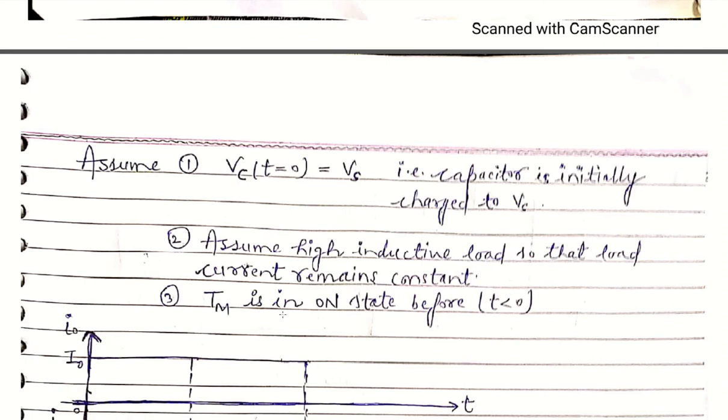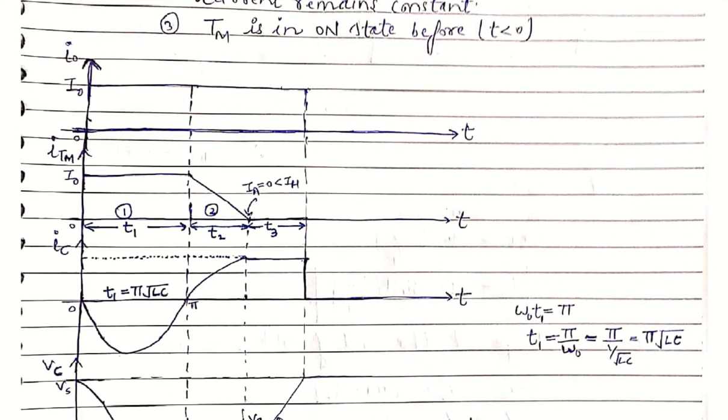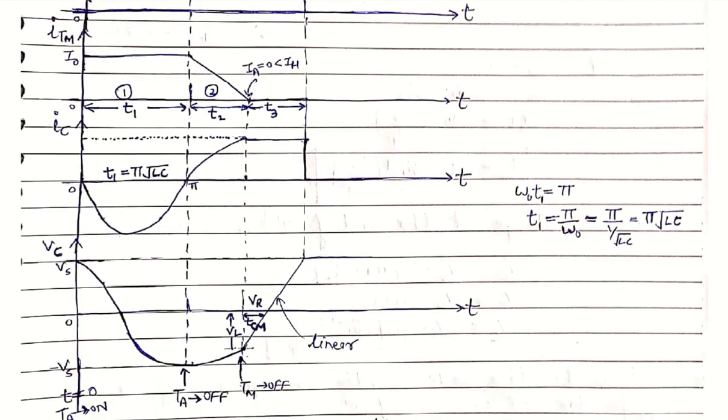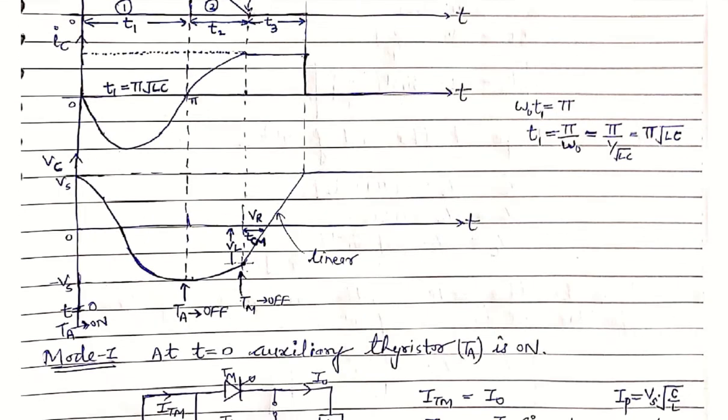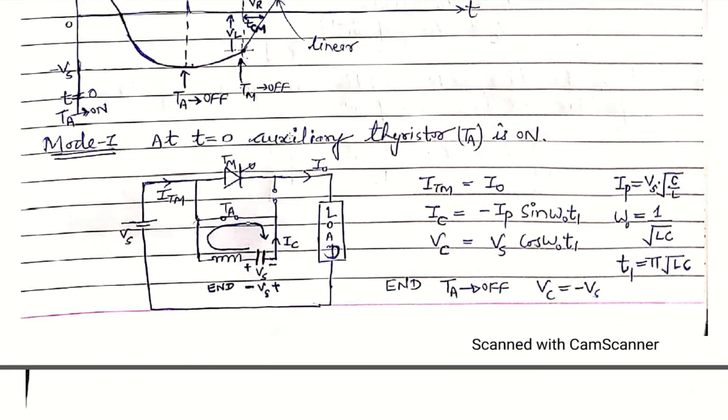In this case thyristor Tm is in the on state, and at t equals 0 the auxiliary thyristor Ta is turned on, but before t less than 0, thyristor Tm is on, as we assume here. This is the waveform, but before the waveform we will see the three modes of conduction of this topology. In the first mode, at t equals 0, the auxiliary thyristor Ta is turned on, as shown in the waveform. At t equals 0 thyristor Ta is on, and before t less than 0, Tm is on.